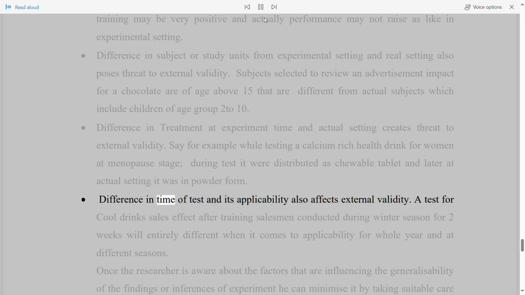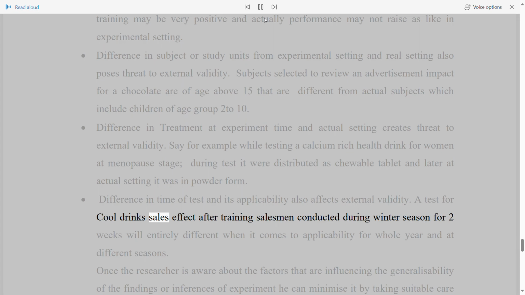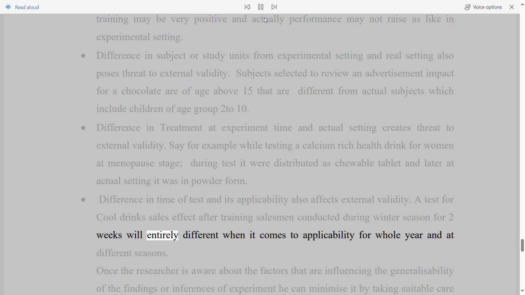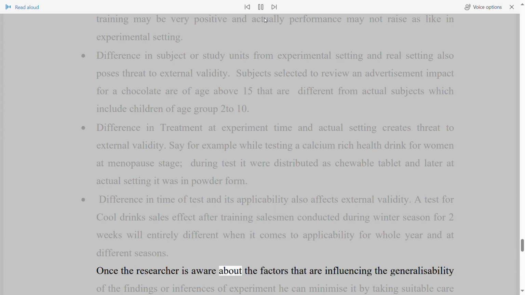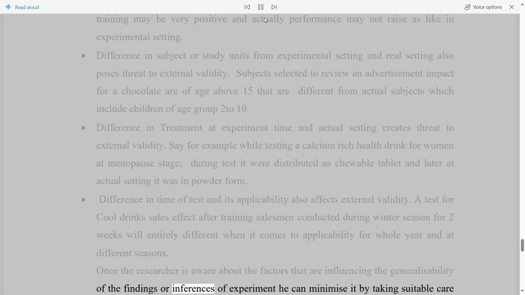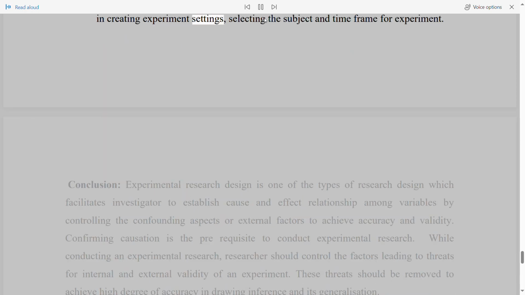Difference in time of test and its applicability also affects external validity. A test of cool drinks sales effect after training salesmen, conducted during winter season for 2 weeks, will be entirely different when it comes to applicability for the whole year and at different seasons. Once the researcher is aware of the factors that are influencing the generalizability of the findings or inferences of the experiment, he can minimize them by taking suitable care in creating experiment settings, selecting the subjects and time frame for the experiment.